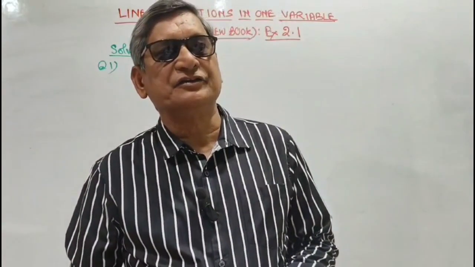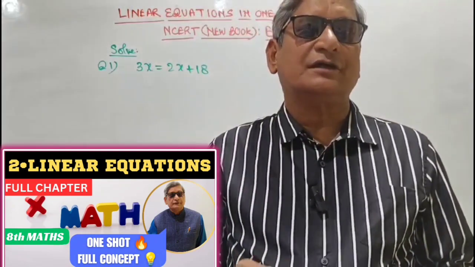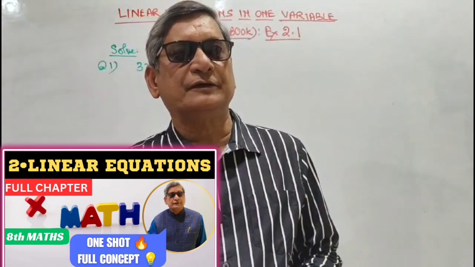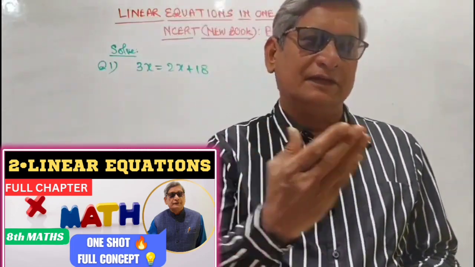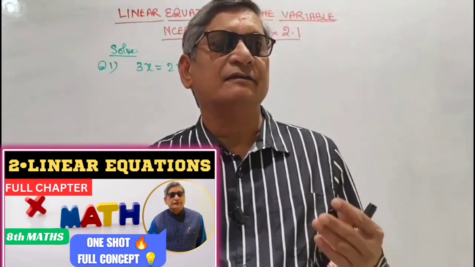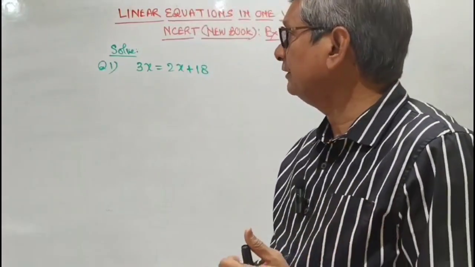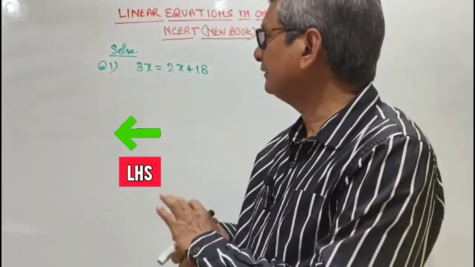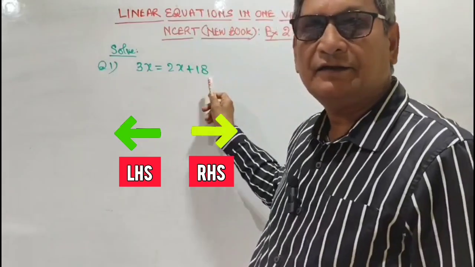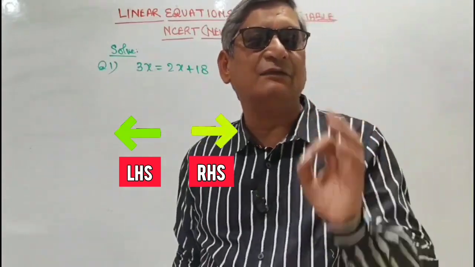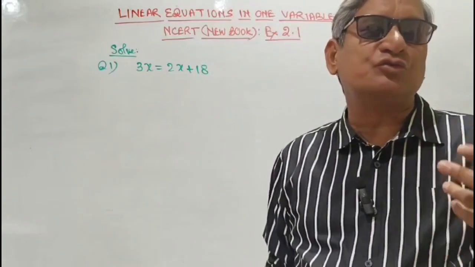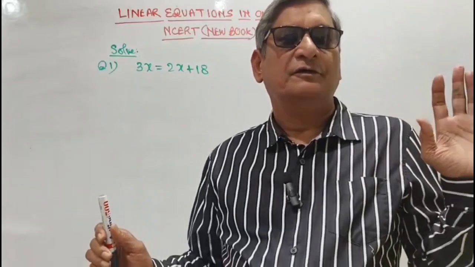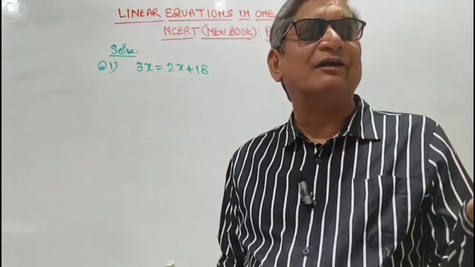Dear students, we have already seen linear equations in one variable. In the first video where we introduced the whole topic, you have already seen the left hand side, right hand side, equality sign, variable, coefficient, etc. For example, in this equation, this is the left hand side, this is the right hand side, and x is the variable. If you are asked to solve the equation, you have to find the value of the variable. That's all. Solving the equation means finding the value of the variable.